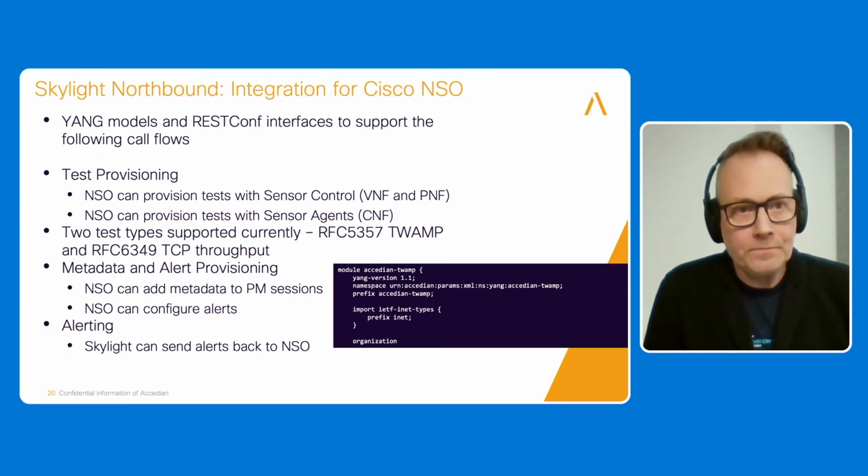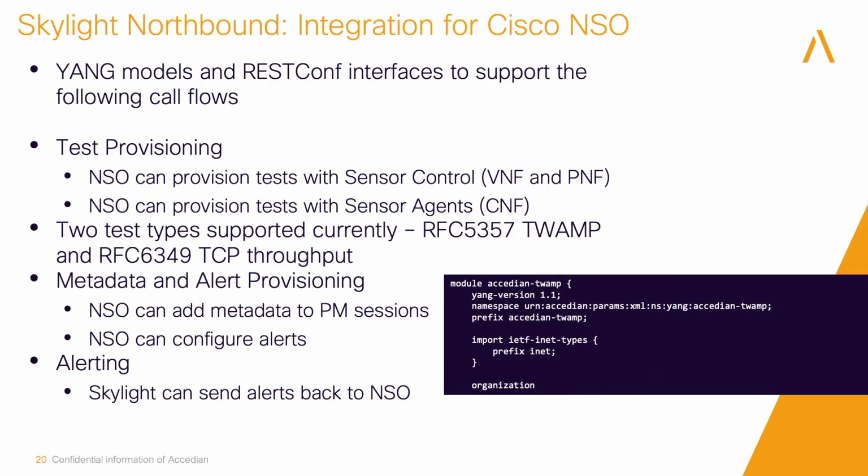sensor control. The test provisioning can be done on both our VNF and PNFs, as I mentioned, and the CNF solution. Currently we support 2 different test types with Cisco NSO: RFC 5357 TWAMP and RFC 6349 TCP throughput testing. We are going to add the other test types as well during the months to come, but these are the 2 that are available at the moment.